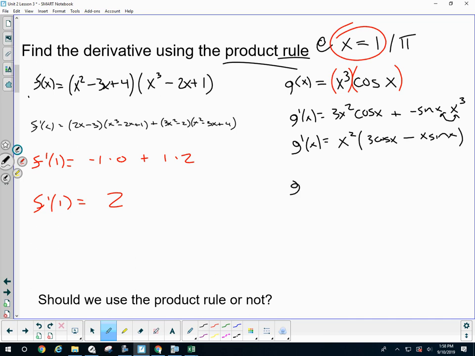Doesn't matter which one we choose to plug pi into. If I'm asked to find the tangent slope or the derivative or the instantaneous rate of change of the function at pi, you plug pi in, I get pi squared, let's do it here, whatever, doesn't matter, pi squared times 3 cos pi minus pi sine pi. Now we will be plugging in pi over 2 and pi and 0 into a lot of derivatives with sine and cosine because they're easy to find and it doesn't take a lot of time to find the values.